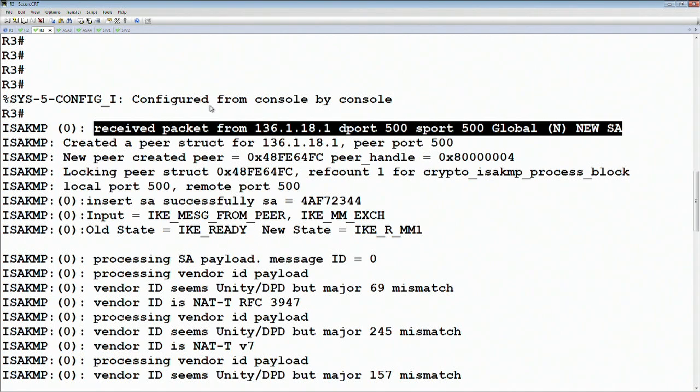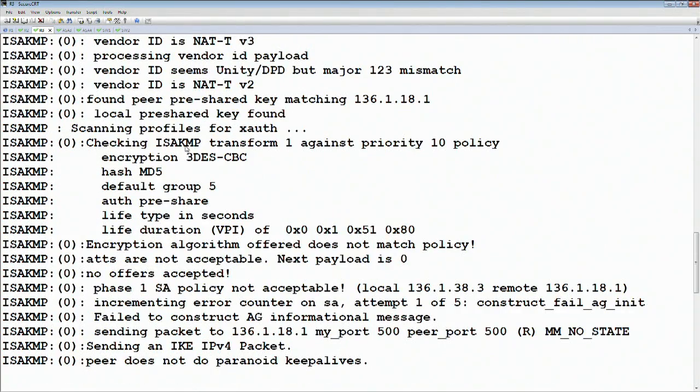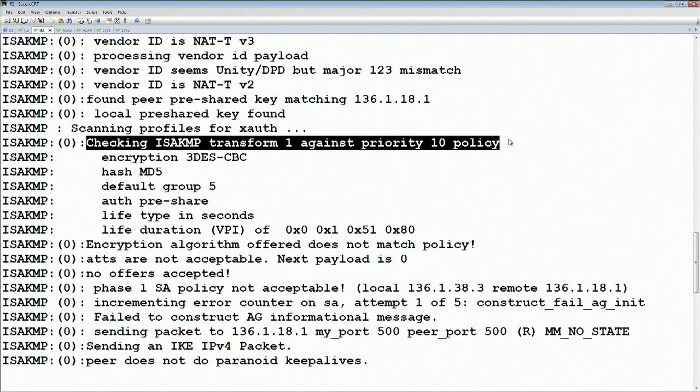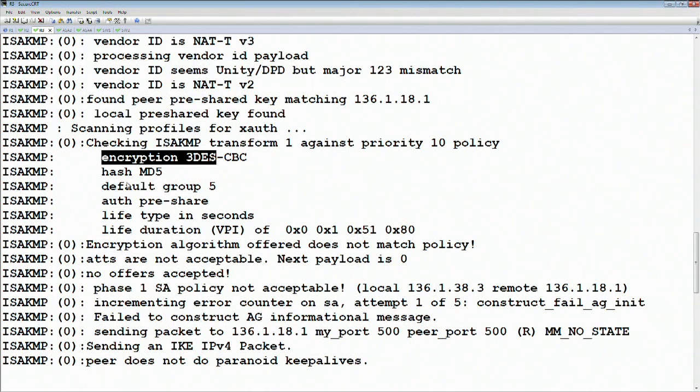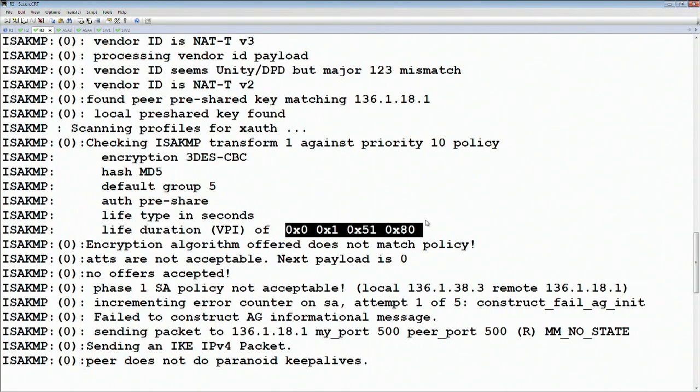Okay, next it says we are going to start the proposal process. So we're scanning the profiles. We're checking against our locally configured policies. So this means that router 1 has now proposed that it would like to use triple DES encryption, MD5 hash, Diffie-Hellman group 5, do pre-shared authentication, have the SA lifetime in seconds, and then this is the specific value.